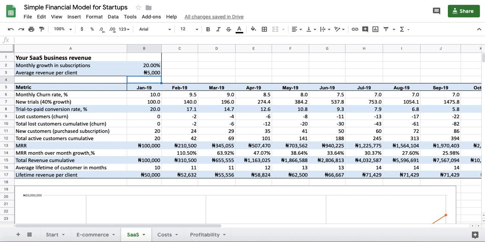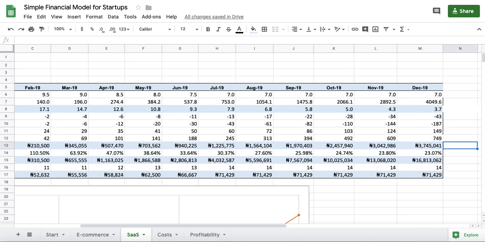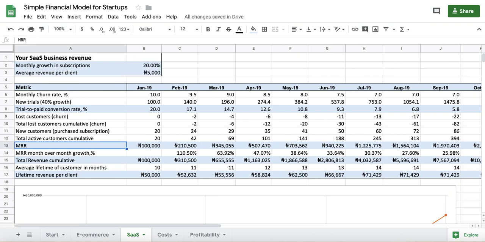Boom, all your stuff is populated, and you want to start looking at your monthly recurring revenue. This line is how much money you will receive every month from subscriptions. Your first month, 100,000, and then by December you'll be making 3 million naira. Boom, wonderful. So that's how software as a service works, and that's how this particular sheet works.